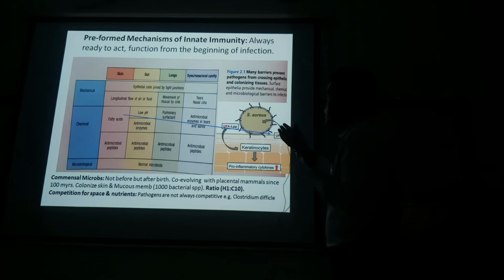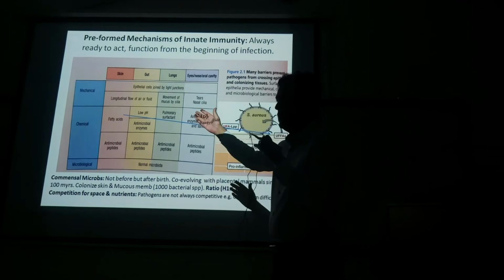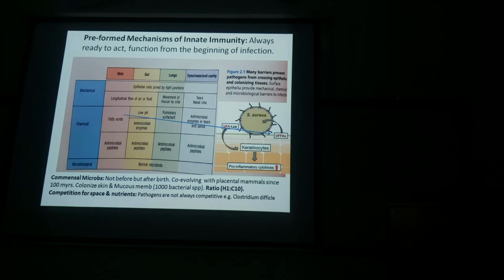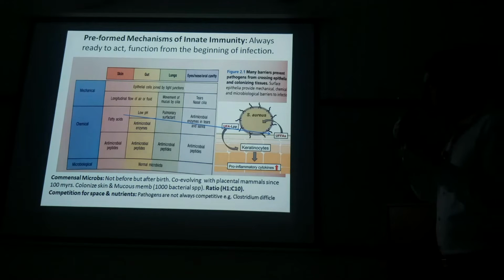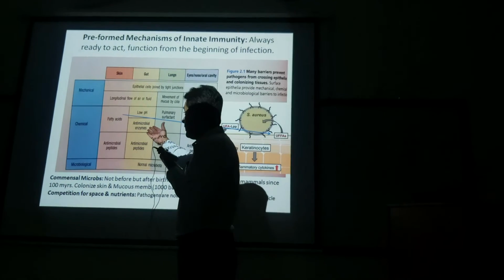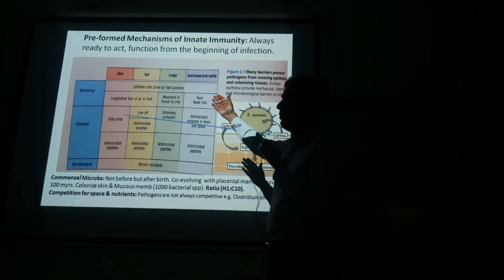Then there is a longitudinal flow of air in the case of skin and gut. And that longitudinal flow of air is a mechanical way to get rid of the pathogens, to flush off the pathogens that somehow stick to your skin or the oral cavity, for instance. Then there are different fatty acids, for instance, the chemical barrier that we are talking about in the skin.